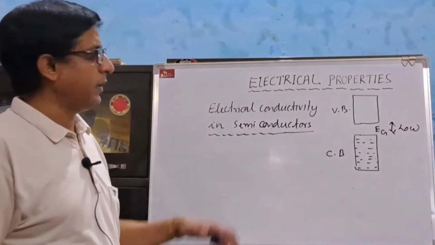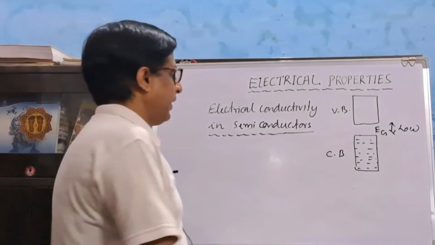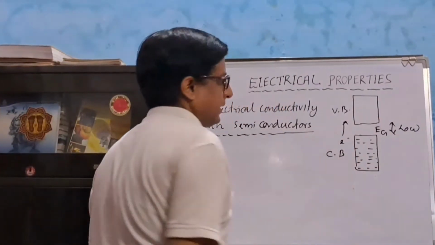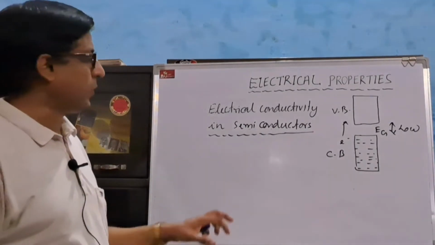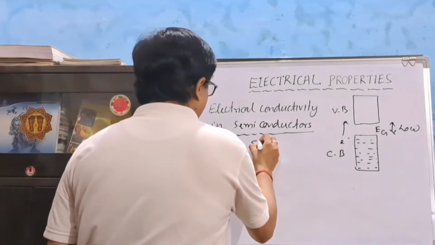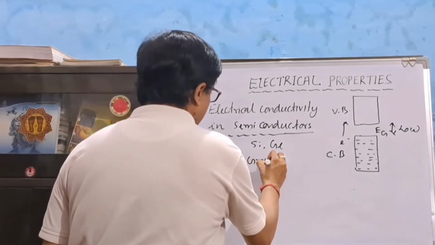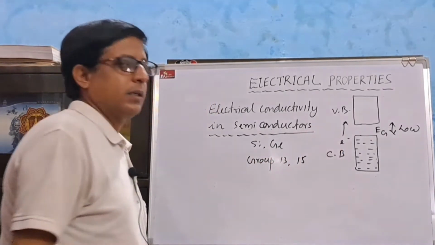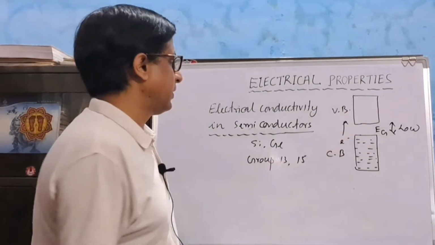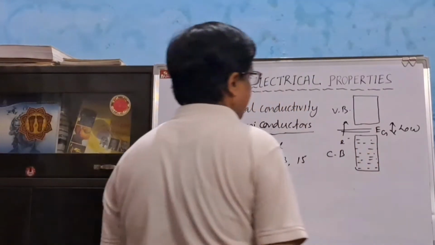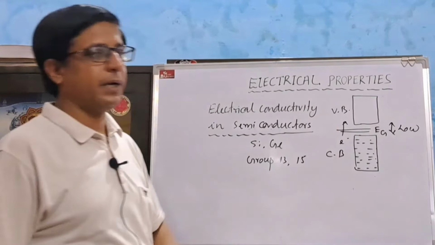So if we supply heat energy to semiconductors, then the electrons can easily go from the valency band to the conduction band. So they show electrical conductivity upon heating. Alternatively, if we dope these semiconductors, for example silicon, germanium, with group 13 or 15 elements, then their conductivity also increases due to the presence of an impurity band between the energy gap of conduction band and valency band.